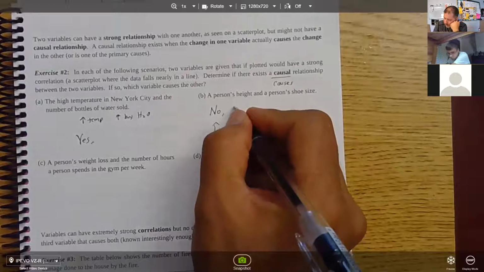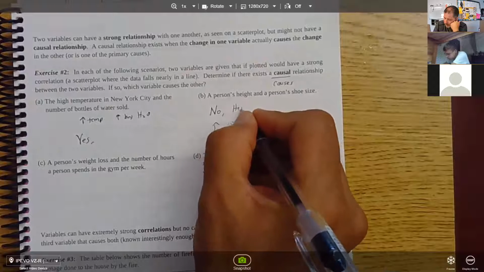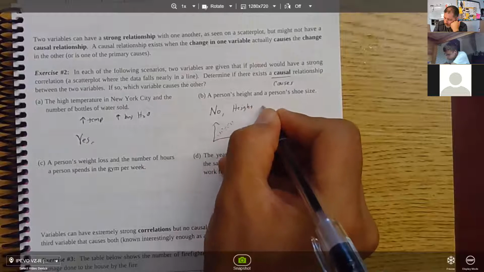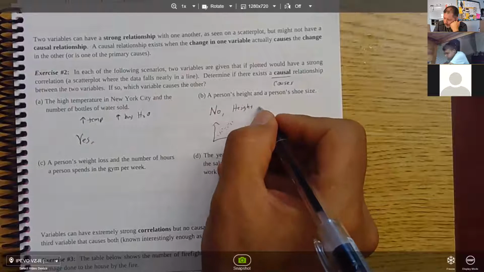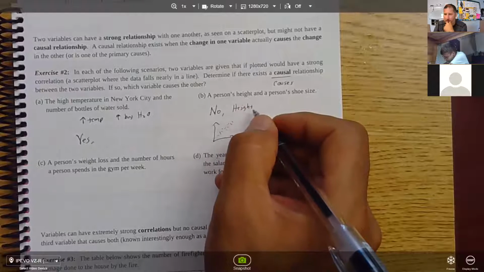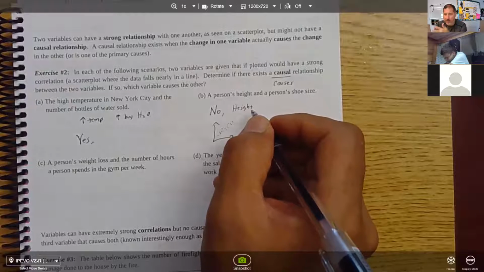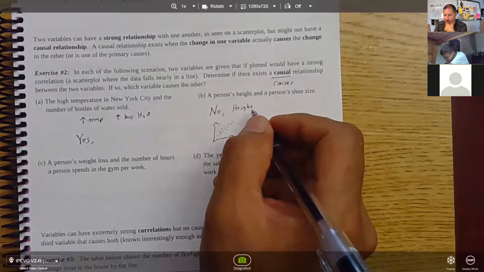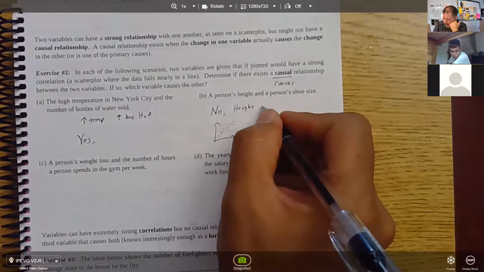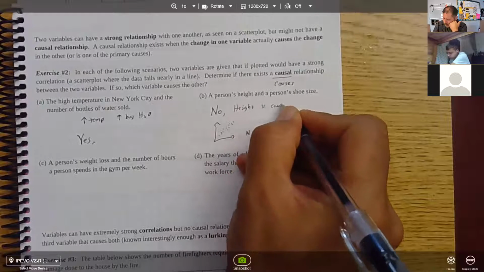But just because they're correlated doesn't mean they cause each other. Okay, no, your height doesn't change your shoe size. They just go up at the same time, like going up in temperature causes people to be thirsty. Getting taller doesn't cause your feet to grow. A third variable is happening there. So no, height isn't causal.